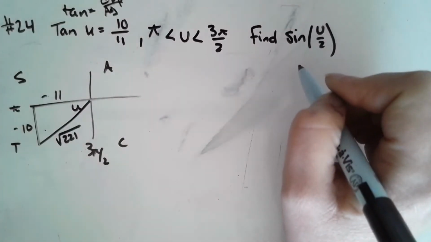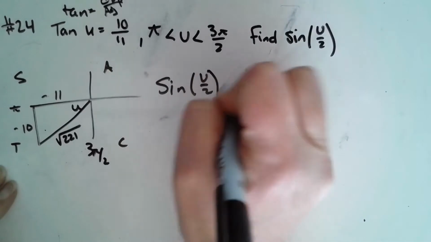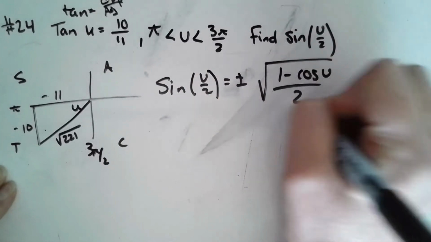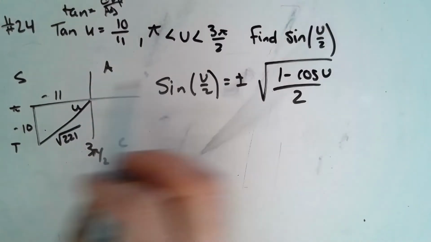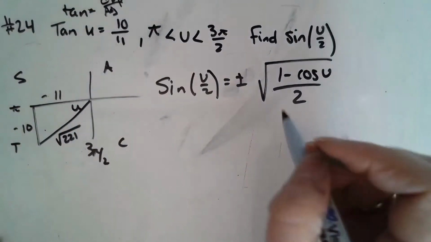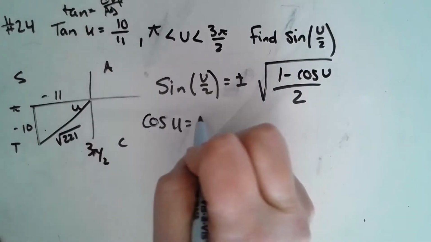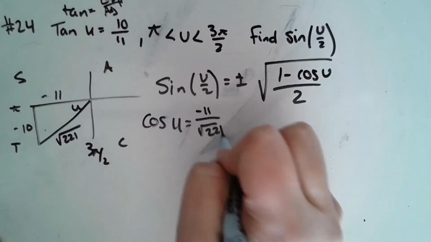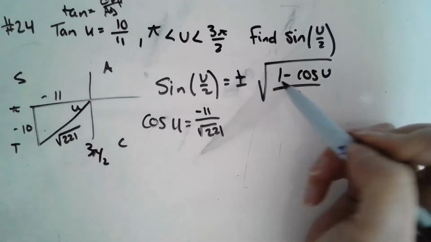Okay, what we're going to do is find the half angle. Sine of our half angle equals plus or minus the square root of 1 minus cosine u over 2. Because we're dealing with a half angle, let's go ahead and set this up. We need to know cosine u. So cosine u equals adjacent over hypotenuse.